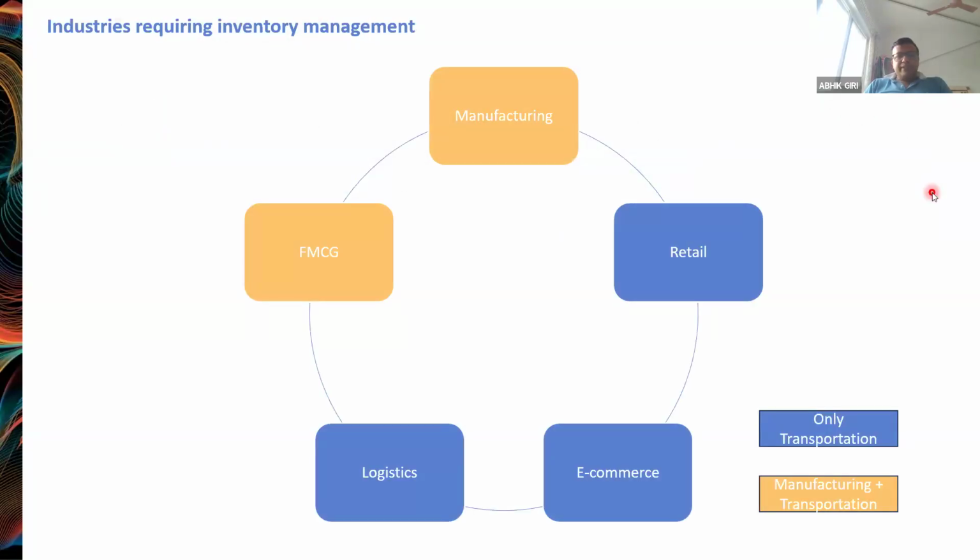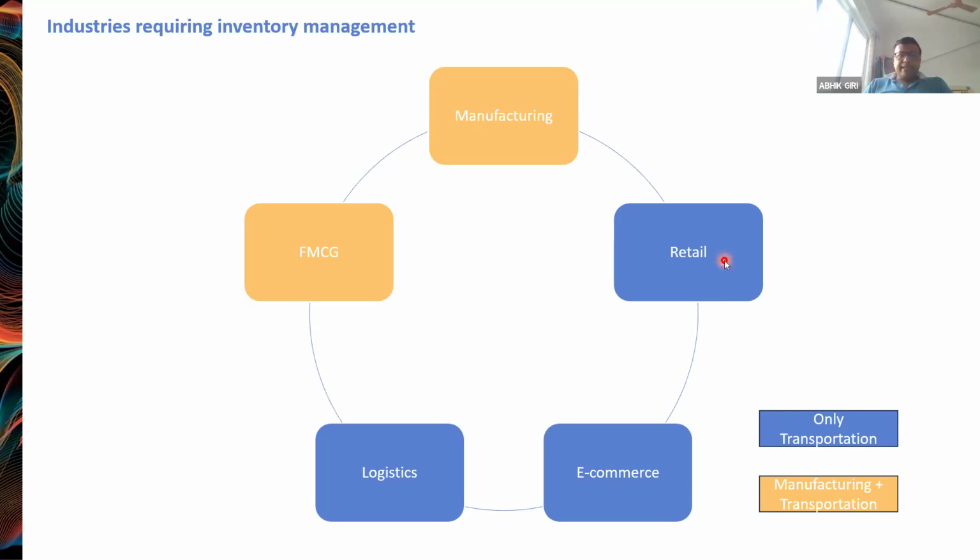So which are some of the industries which make use of inventory management? Manufacturing and FMCG. FMCG is, for example, Procter and Gamble or Unilever. These are FMCG companies. The goods that they manufacture are very fast moving, and they are consumed on a regular basis by the end users.